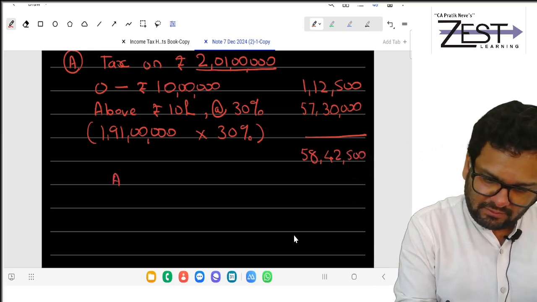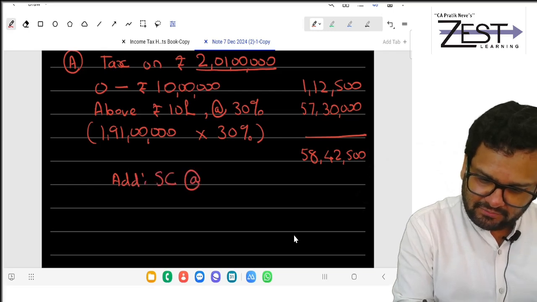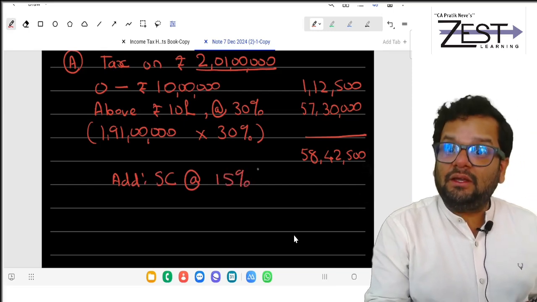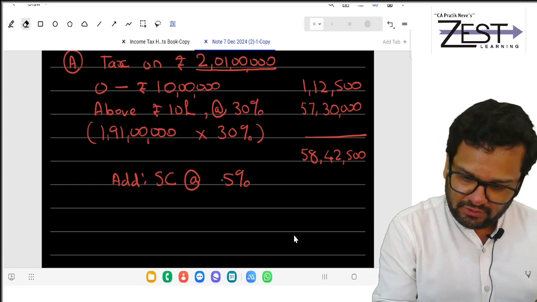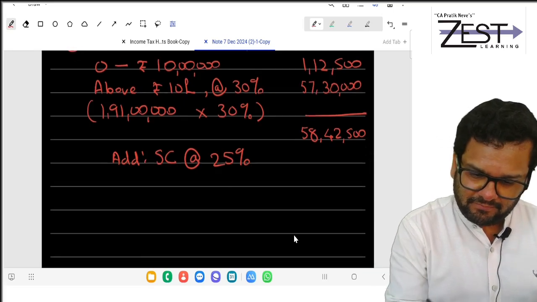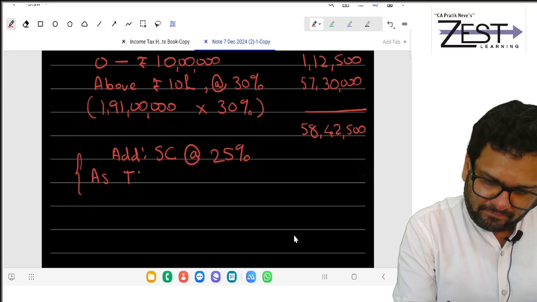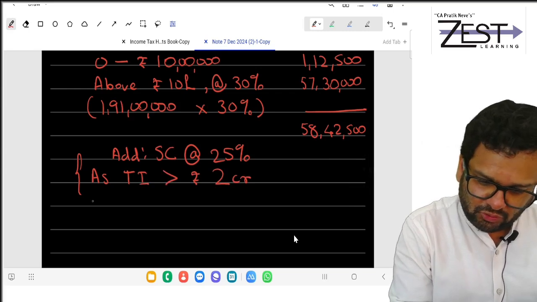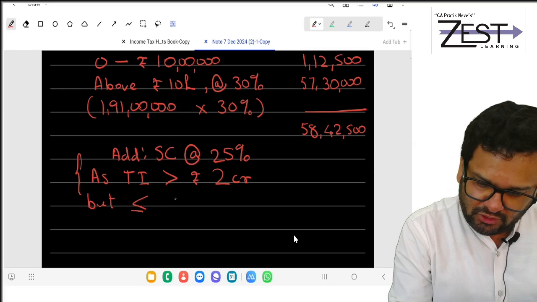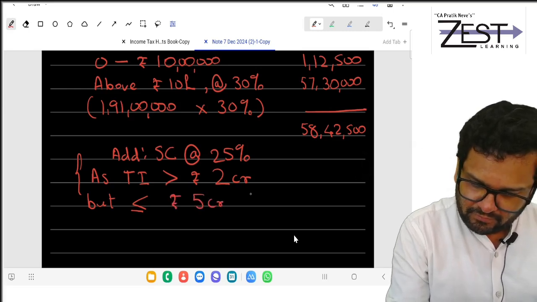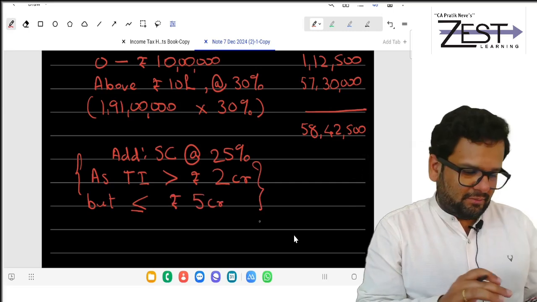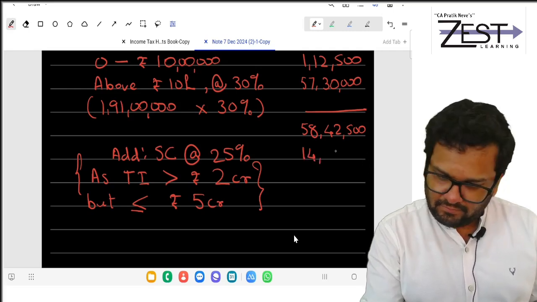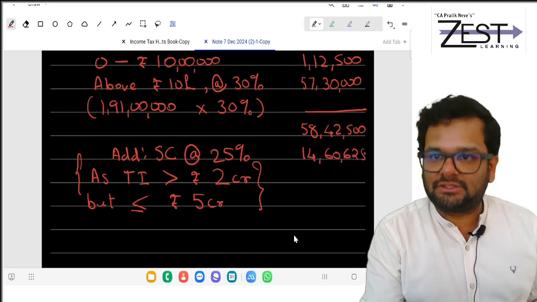But surcharge at what percent? 25. Oh, in fact 25. Because your total income is exceeding, as total income exceeds rupees 2 crore but is less than or equal to rupees 5 crore. Can you tell me, is it 14 lakh? Can you imagine, this is surcharge.